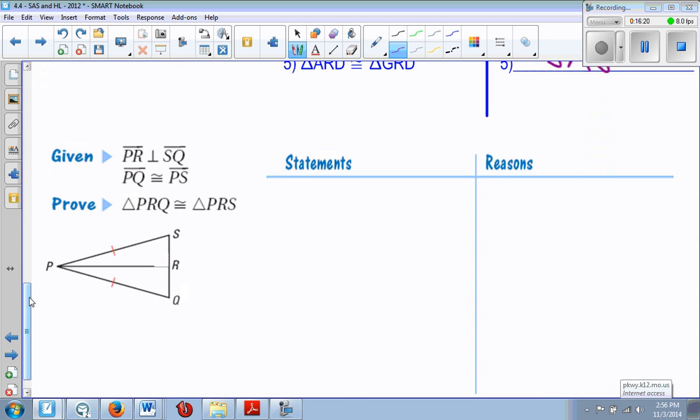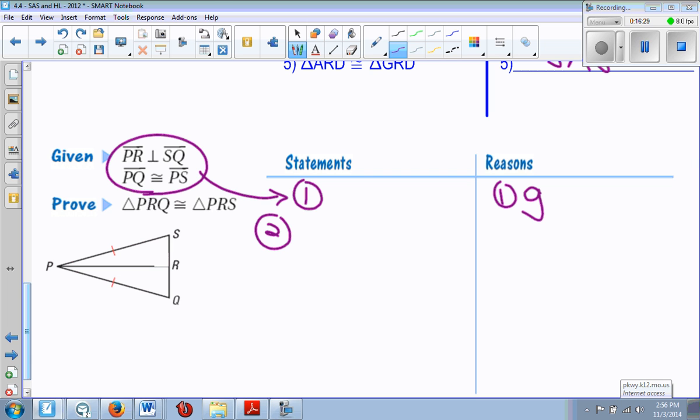Last one we're going to talk about is here. So first thing that goes in the proof is my given. And the first thing you would want to notice about your given is you're told that you have 1 pair of congruencies, and it is a pair of congruent sides. The other thing that you want to notice about this is that PR and SQ are in fact perpendicular to each other. And so what that means is I've got a pair of right angles in my picture.